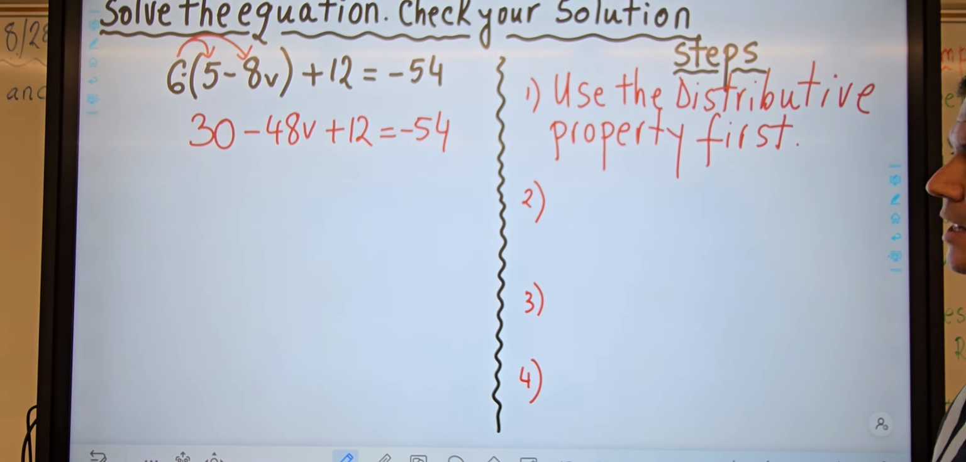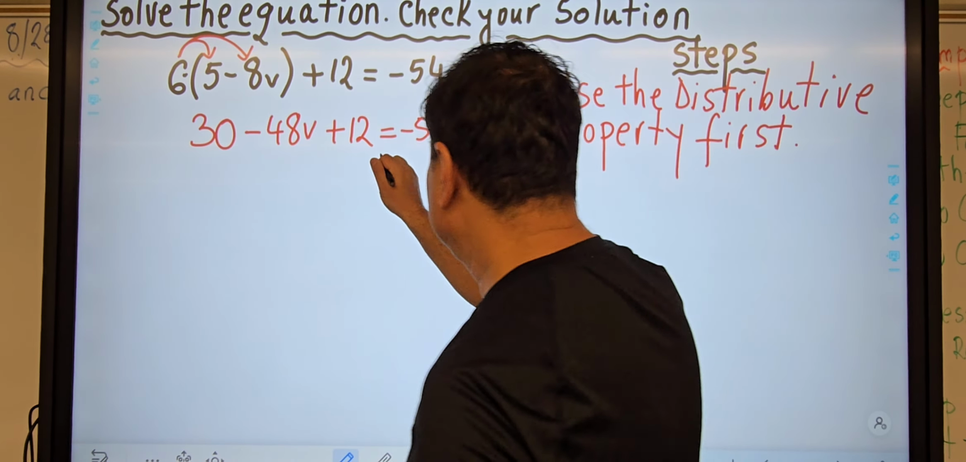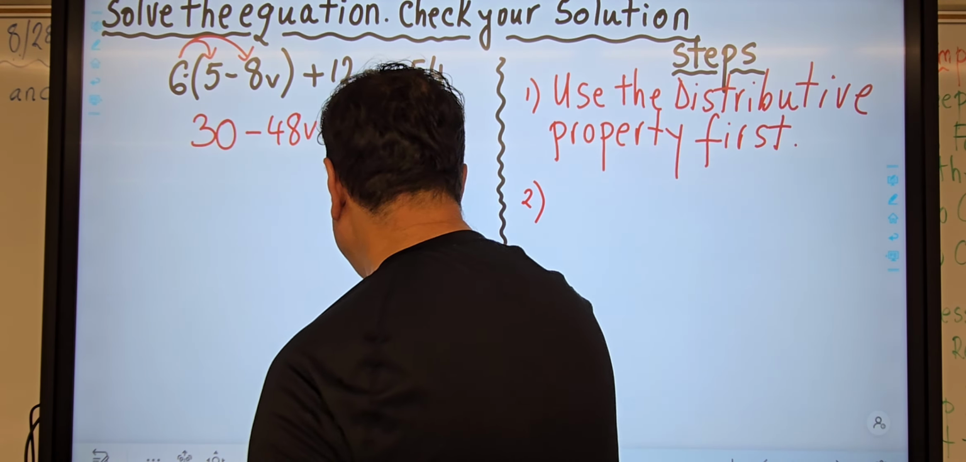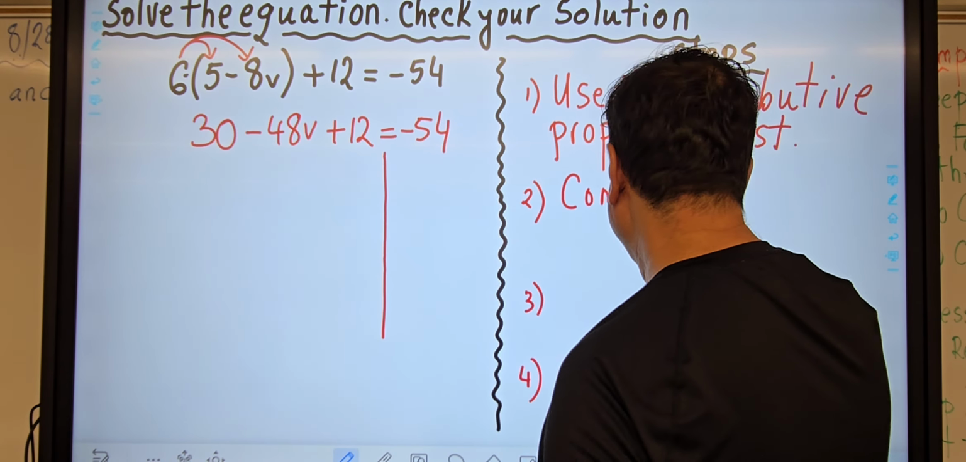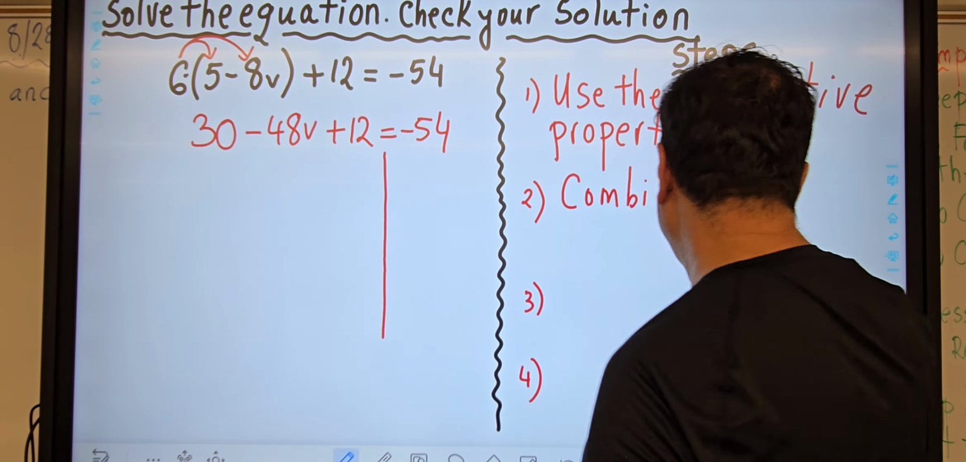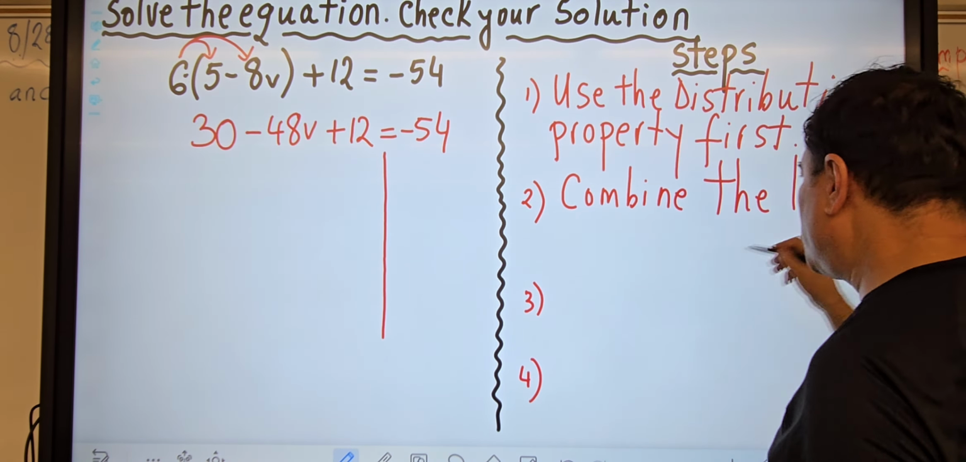Now we don't have parentheses anymore because we got rid of the parentheses by using the distributive property. Now we are going to combine the like terms. So again, let's combine like terms. So step number 2 would be to combine the like terms.